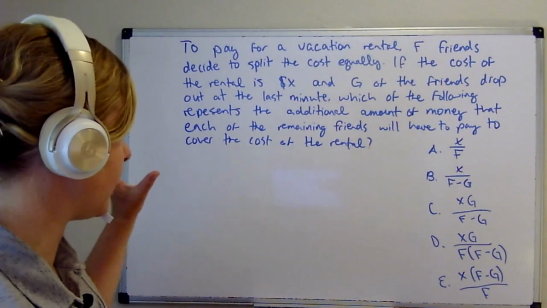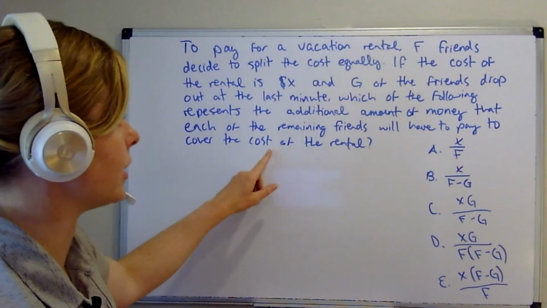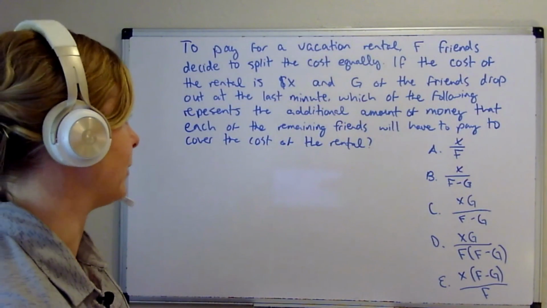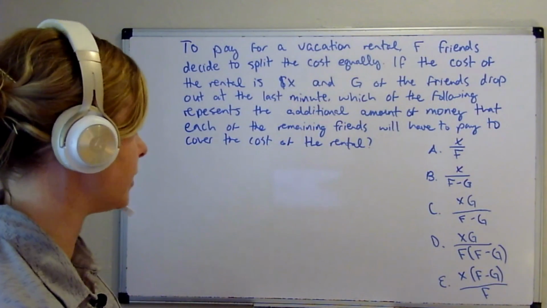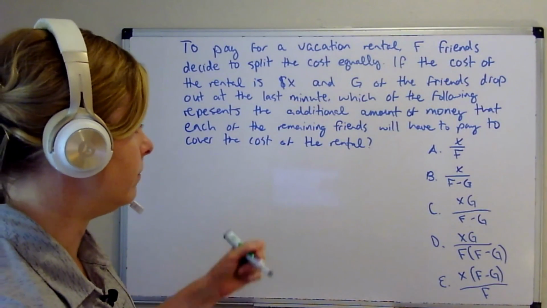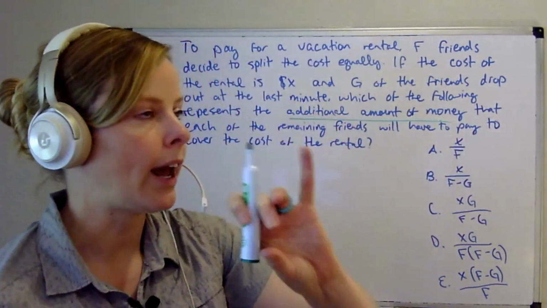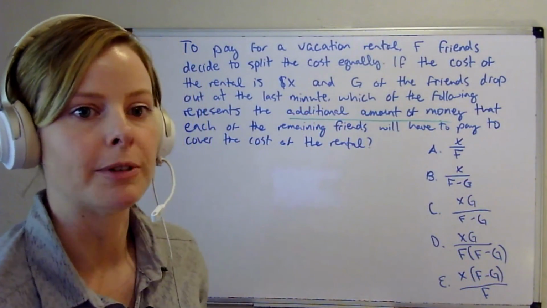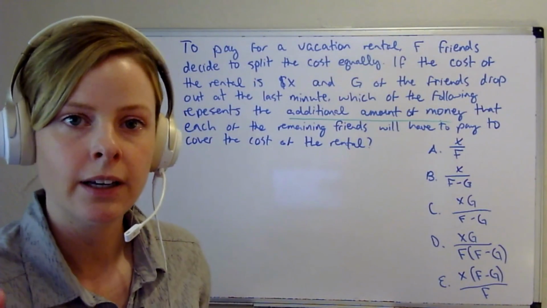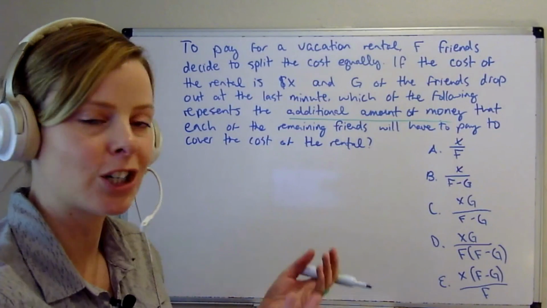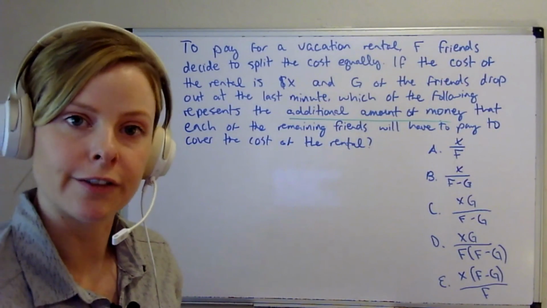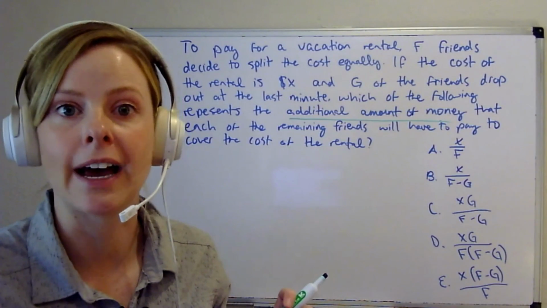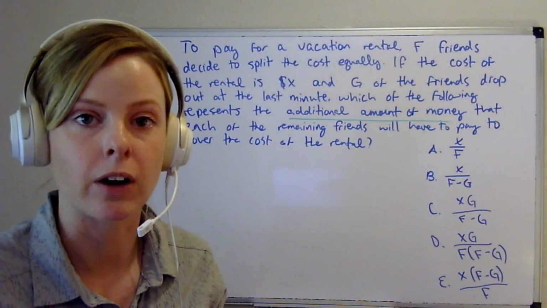And in terms of getting this organized, I'm actually going to start here with what this question is really asking us for. We're asked, which of the following represents the additional amount of money that each of the remaining friends will have to pay to cover the cost of the rental? All right, this is interesting. So what happened is that there was an initial cost that everyone was set to pay, but then some people dropped out and our cost per person went up. So what this is asking us is, well, how much did it go up, right? What was the difference between the initial cost that everyone was prepared to pay and then the higher cost that now people have to pay because there are fewer going on the trip?